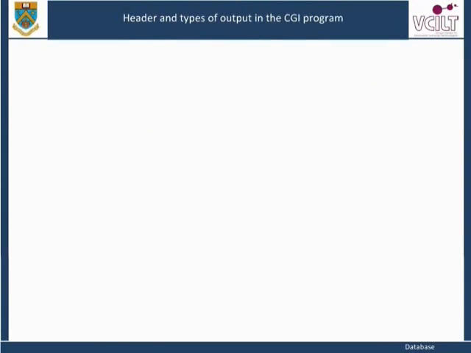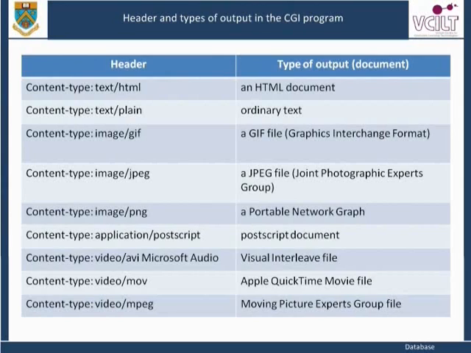As mentioned earlier, when preparing data for the browser to display, the CGI program has to include a header as the first line of output. It specifies how the browser should display the output. The table below shows you the header and the types of output.